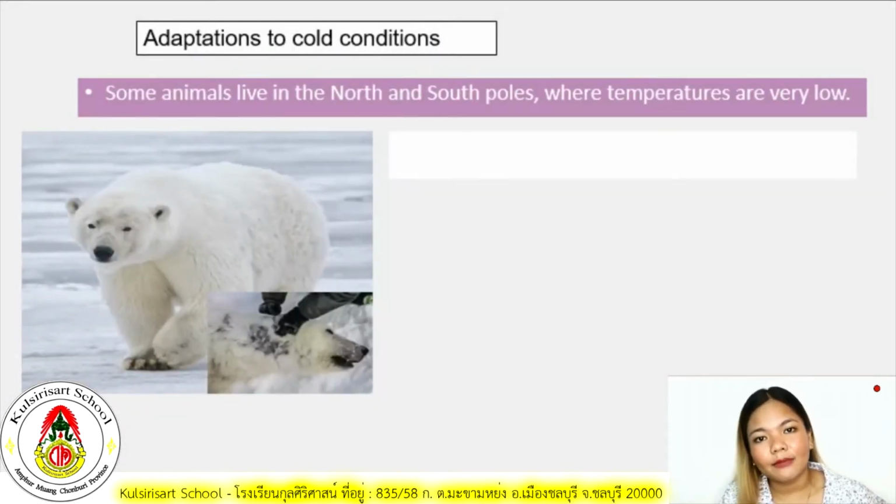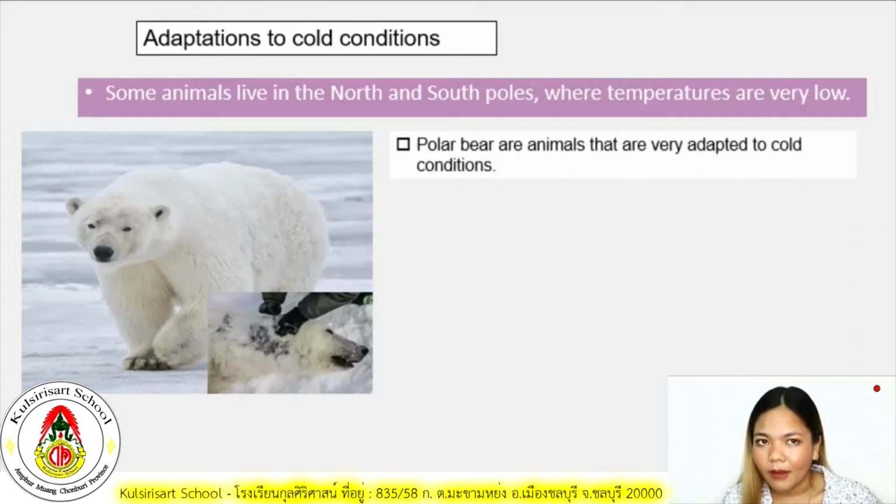Okay, so the last adaptation that we're going to discuss for today is adaptations to cold conditions. Some animals live in the North and South Poles where temperatures are very low. Now we already discussed this one. The North Pole and the South Pole are actually the coldest parts of the planet because these areas are very far away and do not receive enough sunlight or sun rays. Okay, that's why these places are very cold.